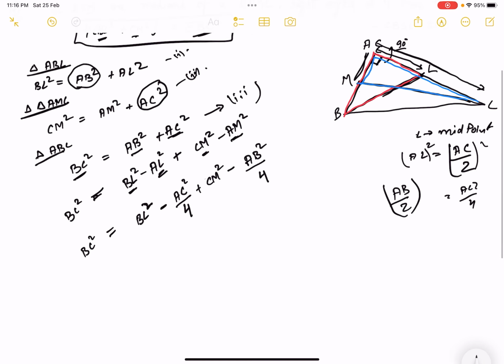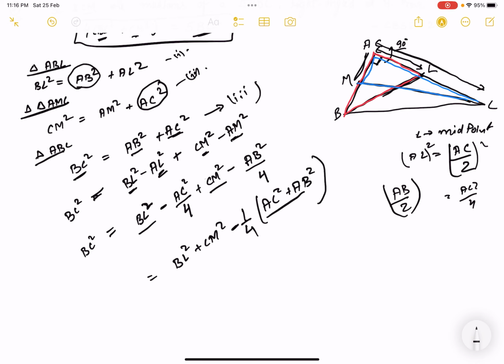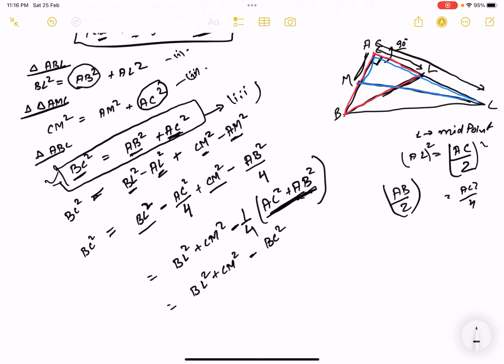So again, solving this, we have BL square plus CM square, taking minus common, and 1 by 4 common, we have AC square plus AB square. And again, AC square plus AB square is equal to BC square from equation number 3. So we will substitute here BC. So again, we have BL square plus CM square minus BC square by 4.